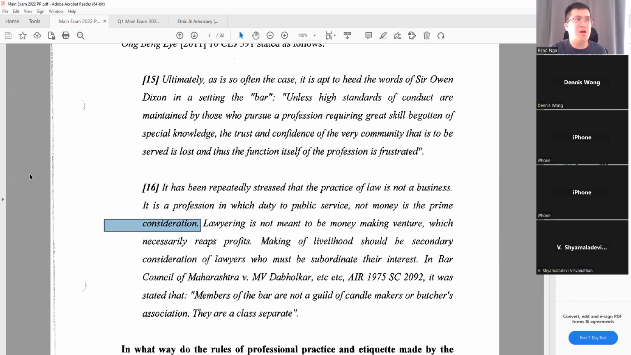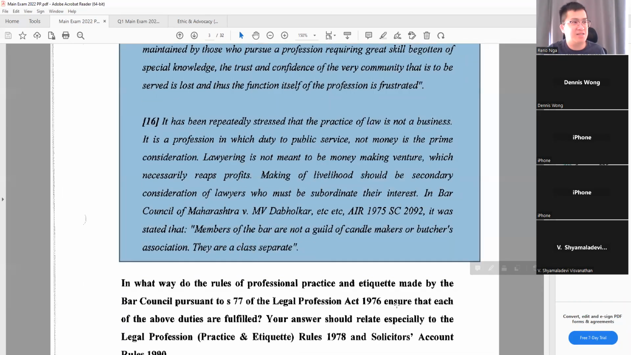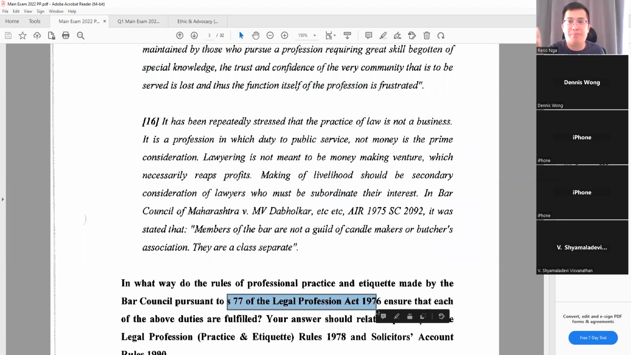So, but all this, the body doesn't matter, because here they are asking you, in what way do the rules of professional practice and etiquette made by the Bar Council pursuant to Section 77? So Section 77 gives the power for the Bar Council to make those rules to control and govern lawyers.